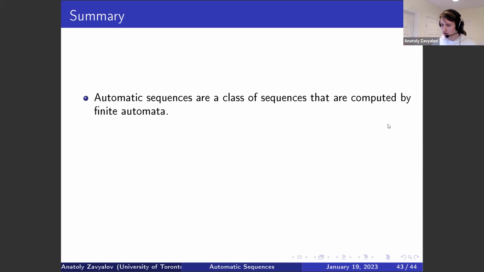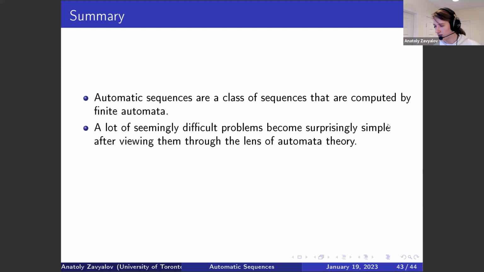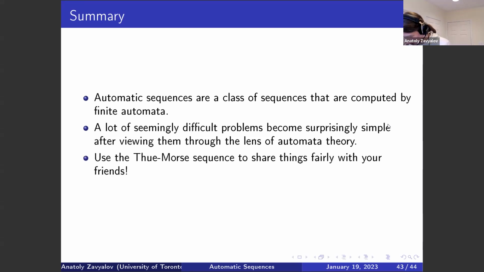So in conclusion, automatic sequences are just sequences that are computed by finite automata. Like we saw in the example with Legendre's three-square theorem, a lot of surprisingly difficult problems that don't look very easy become really easy when you look at them through the lens of automata theory. And if you're sharing something, use the Thue-Morse sequence. It's much more fair.